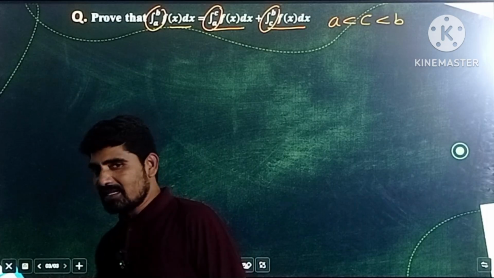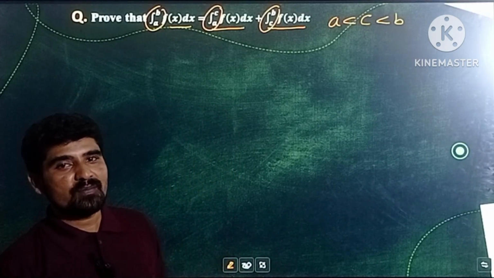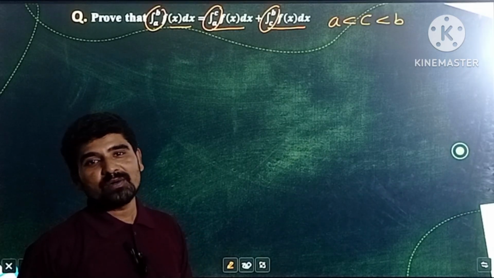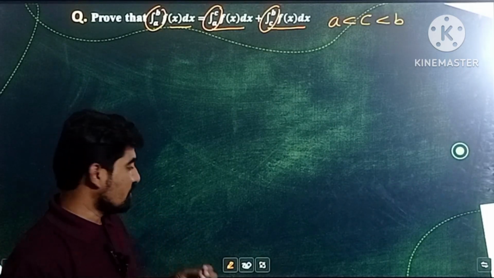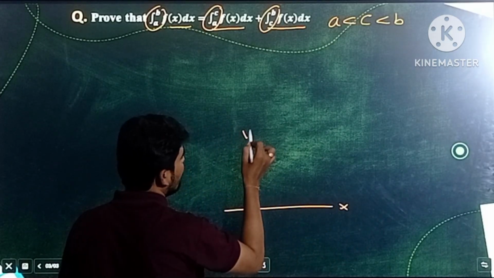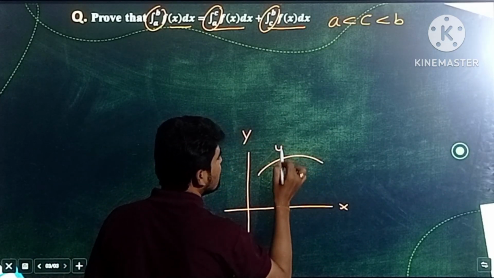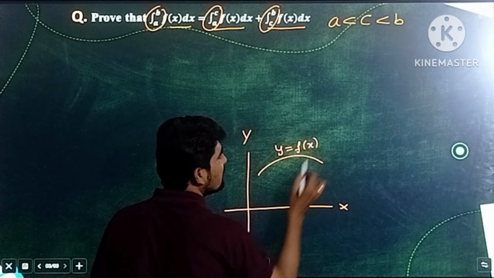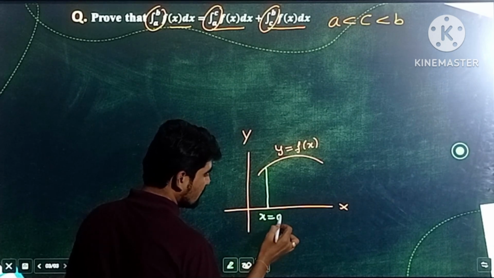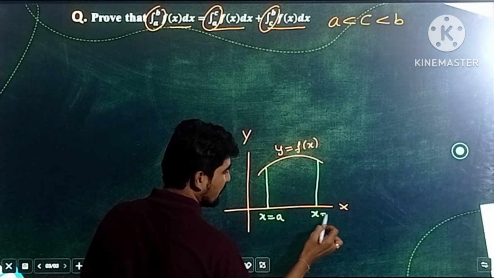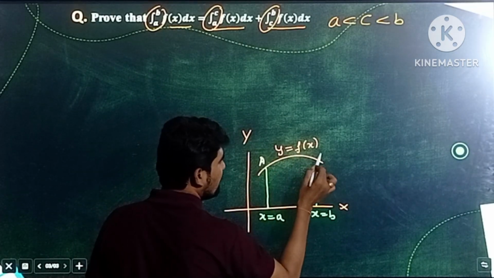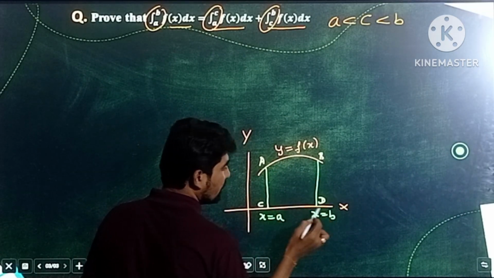As I discussed in my introduction class on the properties of definite integrals, definite integrals are mainly used to find the area bounded by a curve. So for example, suppose this is the x-axis and y-axis. y equals f(x) is a curve of any function which is defined from x equals a to x equals b. So to find the area ABCD, we use what?